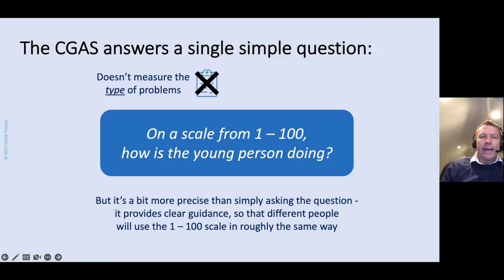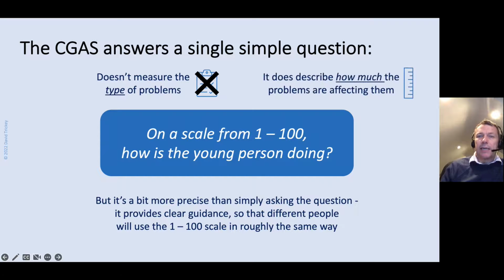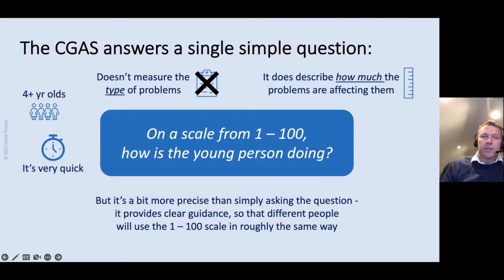It doesn't provide any information about the type of difficulties the young person has. It just describes how much those difficulties are affecting them, how much those problems are getting in the way of them getting on with things in their life. It's useful for use with children and young people aged 4 and above. It's incredibly quick because you are simply assigning a single number to how well they are doing, and it's available within System 1.